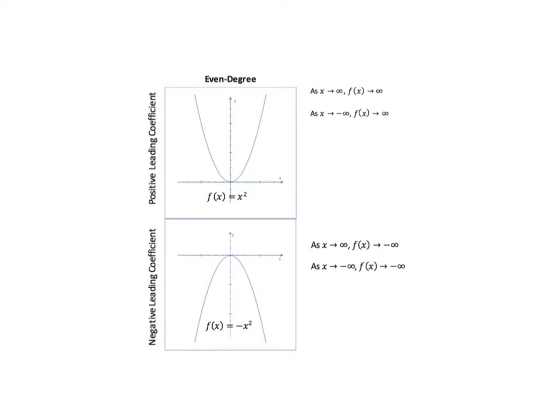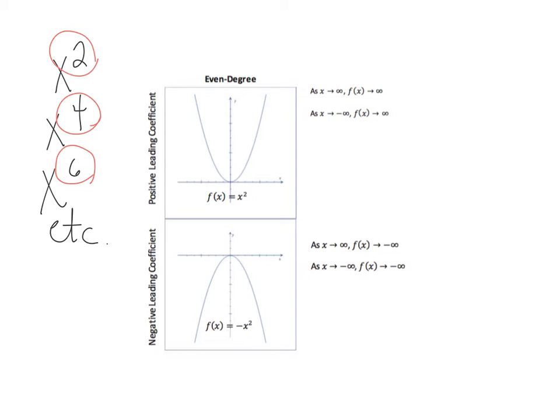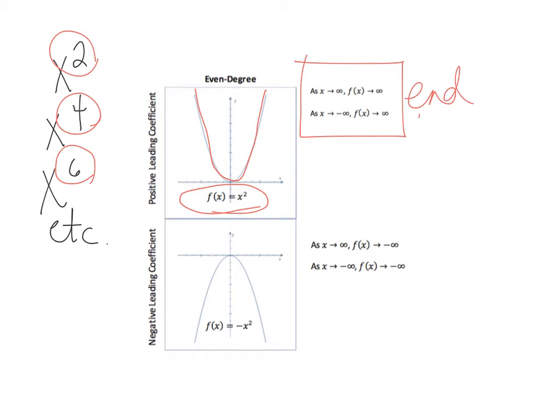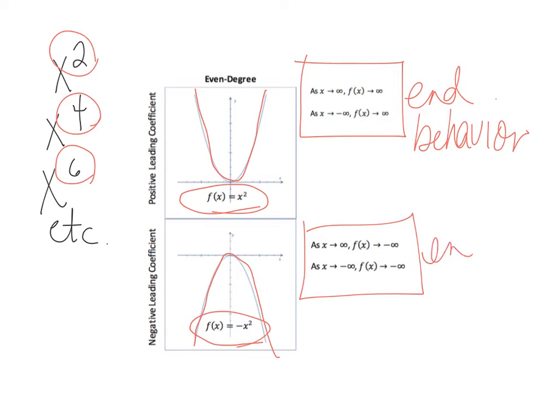You see here, this is a basic graph of an even degree. Even degree means x squared, x to the fourth, x to the sixth, etc. These are our degrees, and they have to be even numbers. Now, when it's positive, our even degree looks like this, and this is our end behavior. Now, when our graph is negative, even degree, our graph is upside down, and this is our end behavior.